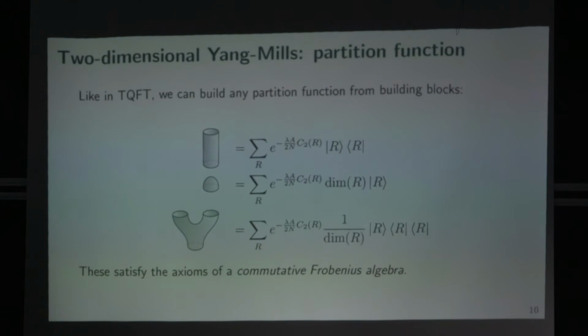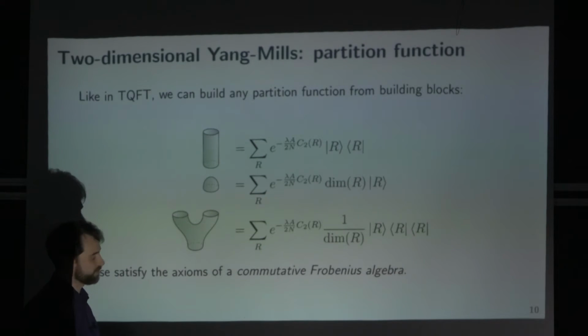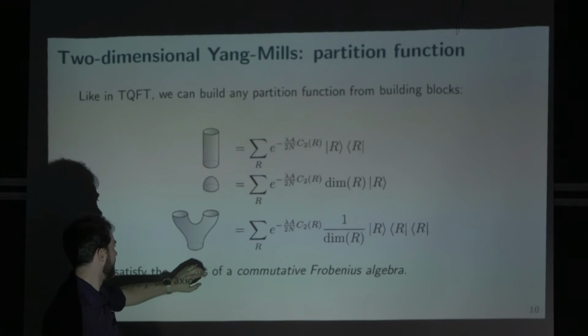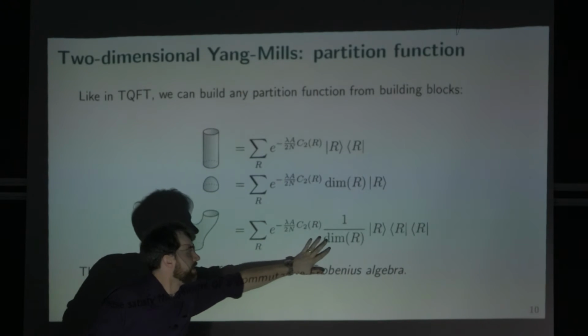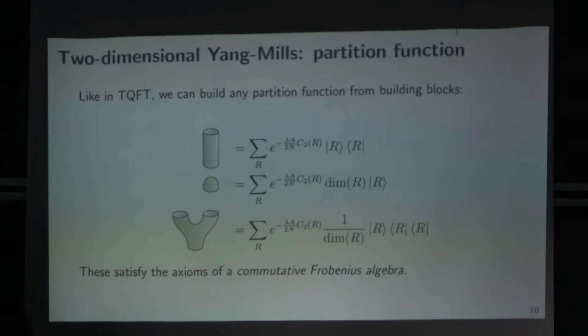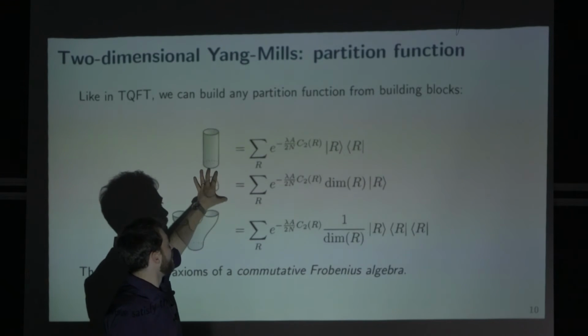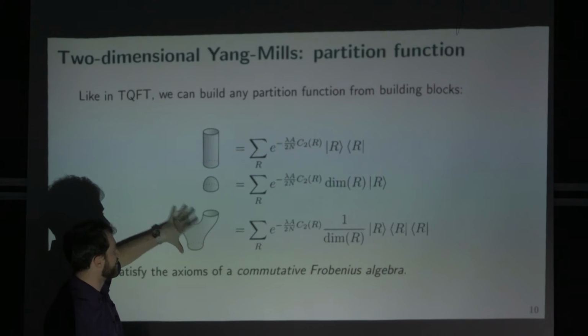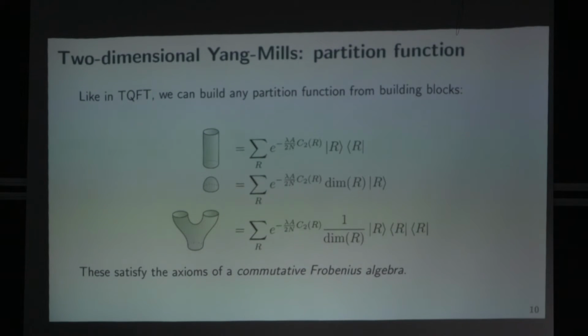And then one also has a pair of pants where you have an amplitude like this. It turns one copy of R into two copies of R, and there's a factor of 1 over the dimension here. And in fact, you can see that, once you know one of these, you know the other, because you have to be able to sew this cap onto one leg of the pants in order to get a cylinder.